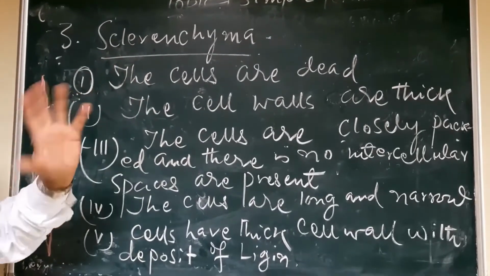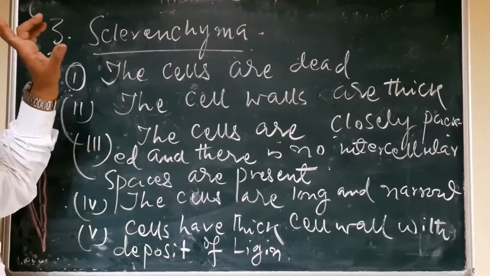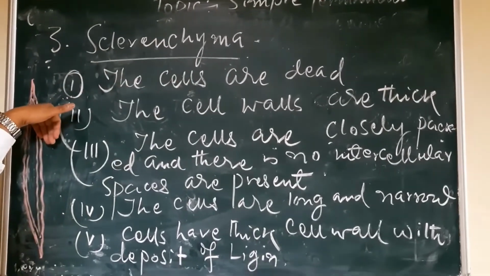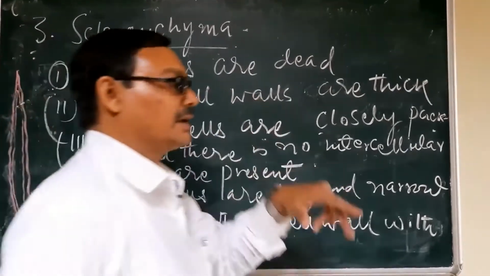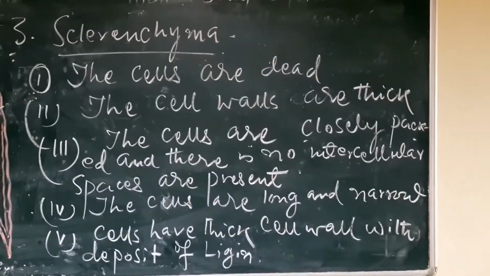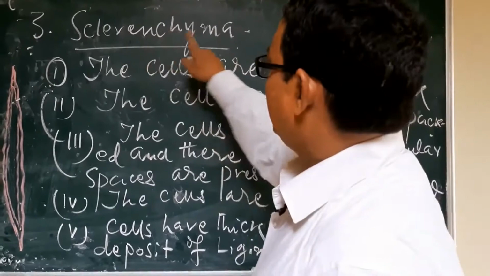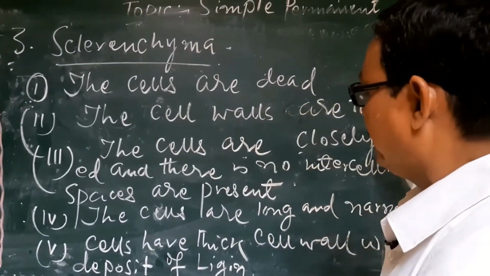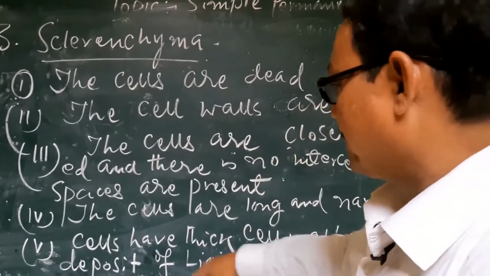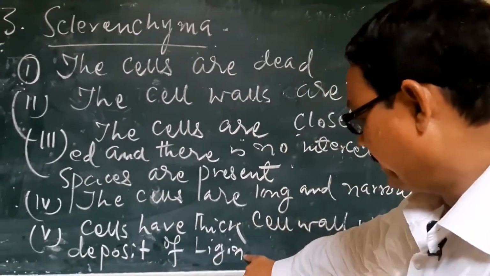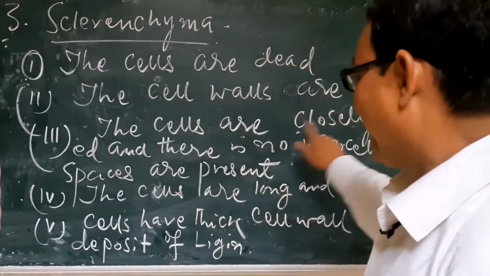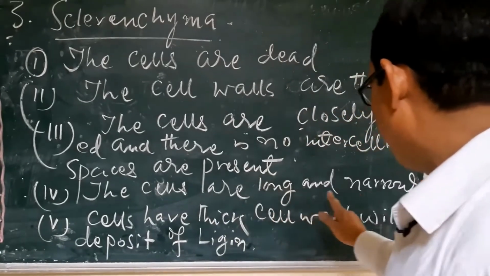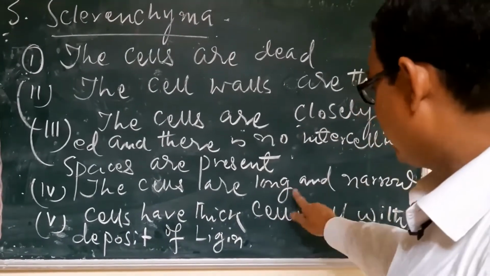Out of the three different types of simple permanent tissue, the first two which we have so far discussed, the parenchyma and collenchyma, are living, and only this sclerenchyma is dead. The cells are dead and the cell walls are thick. Why are the cell walls thick? It is due to the deposit of lignin. The cells are closely packed and there are no intercellular spaces. The cells are long and narrow in shape.